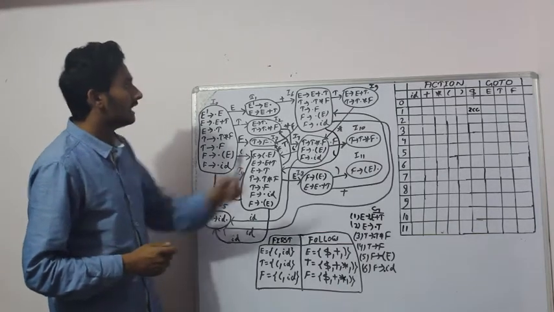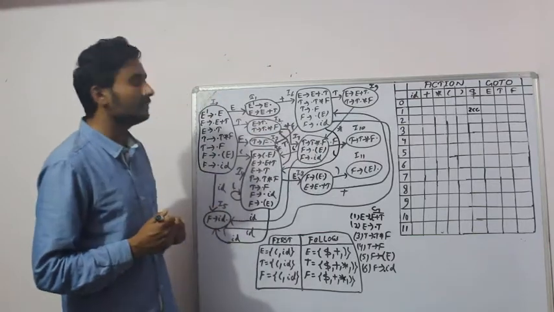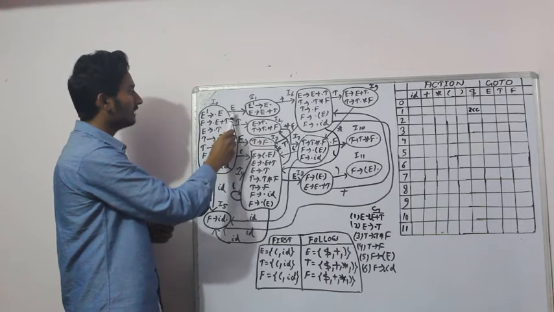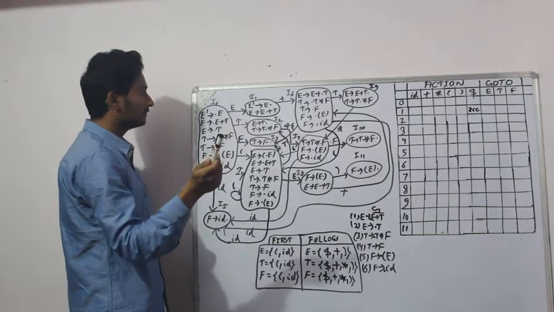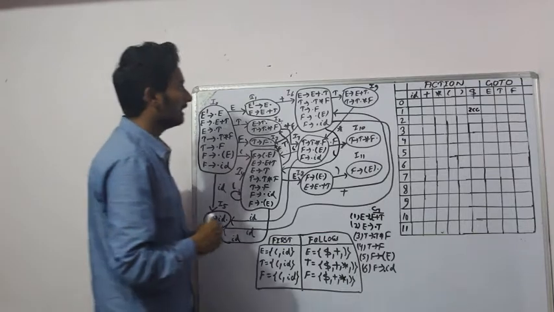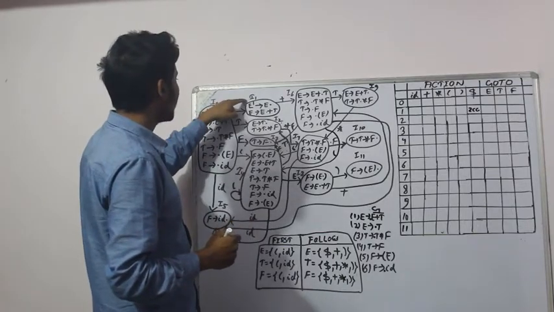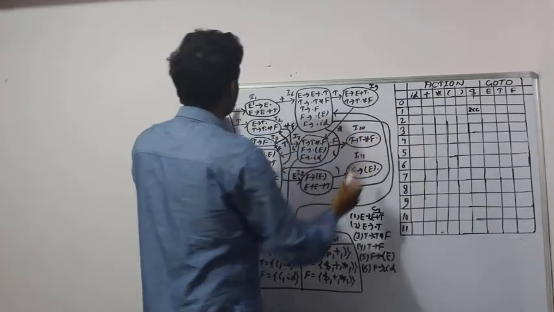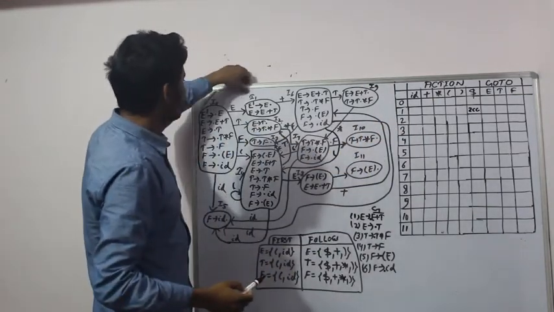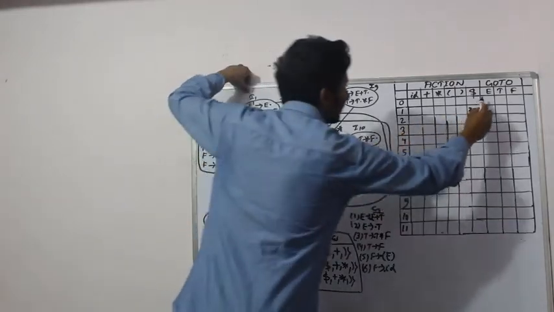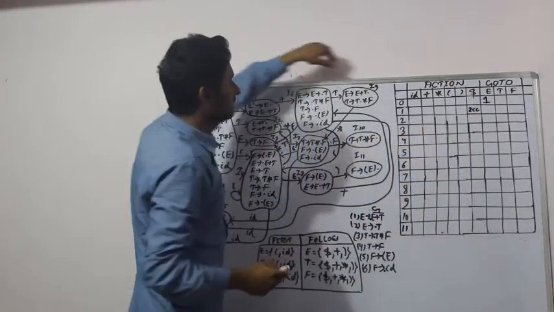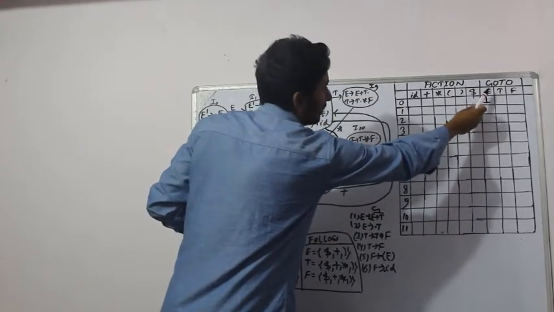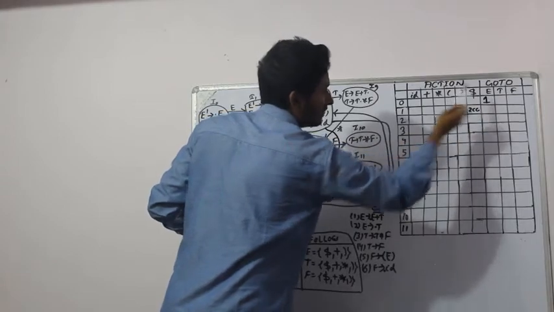Now, as we know, for goto we have the non-terminals. So from I0 to I1 we can go by the non-terminal E. So for state 0, with E we can go to I1, so we write 1 here. It means that from state 0, with the symbol E, we can reach state 1.